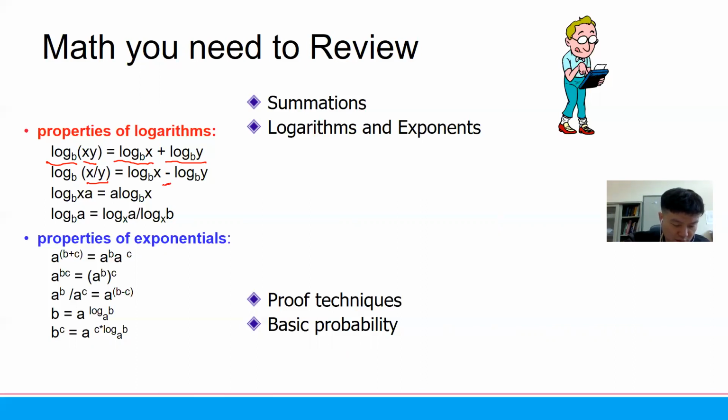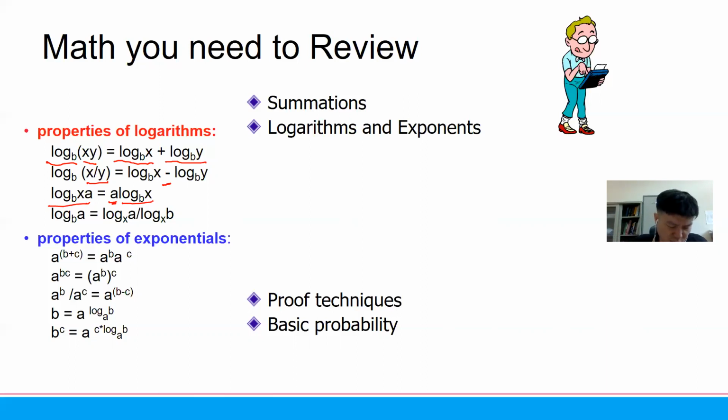If you have this function with a, it can be a constant. The constant exponent of x can go to the front, and it will just calculate log b of the value of x, and then we multiply with a. Those properties of logarithms can be important when you work with the big O notation.